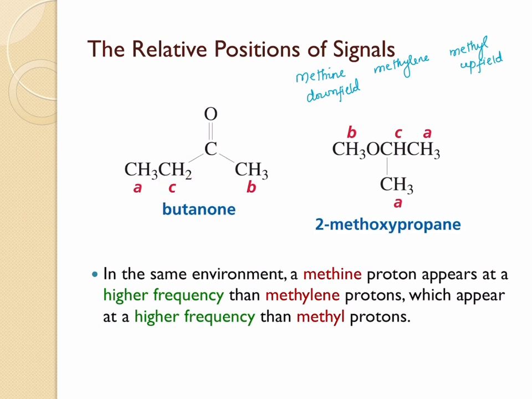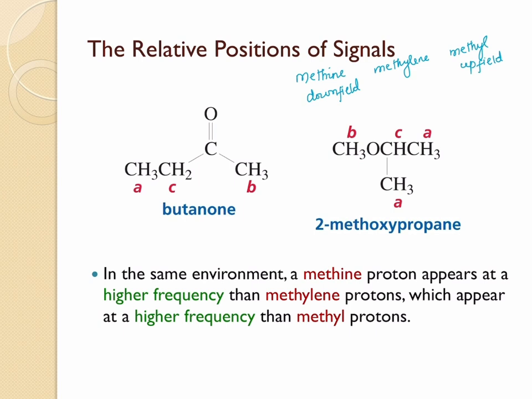Here, the protons are designated with alphabets A, B, C, with A being the one which is going to come in the most upfield region, and B would be the next, and so on. And the methylene protons are going to be in the relatively downfield region, so it has been assigned C.